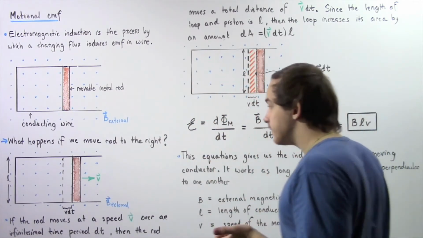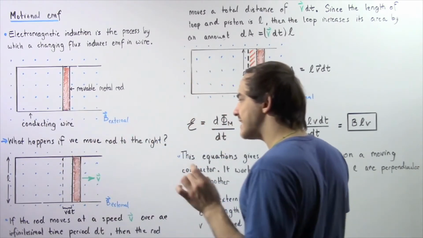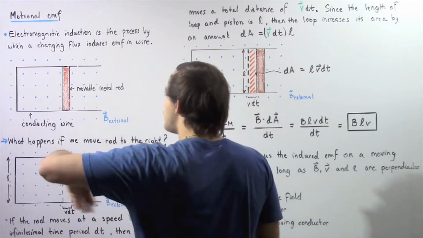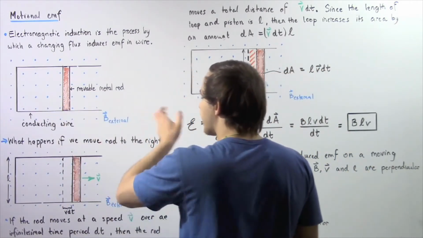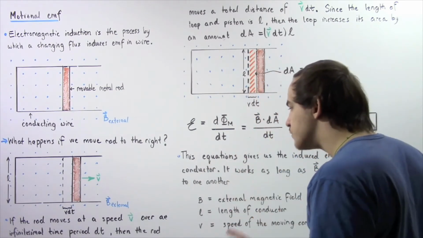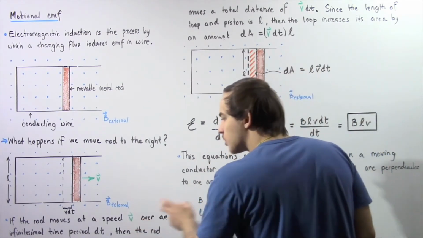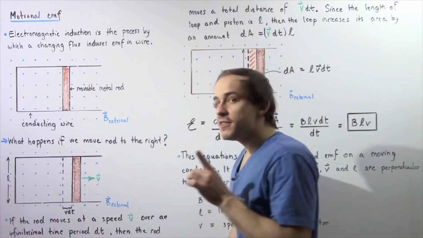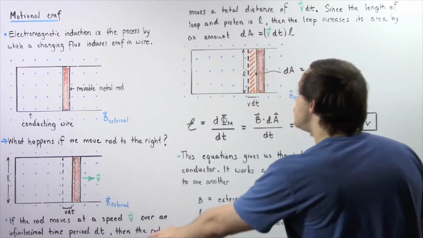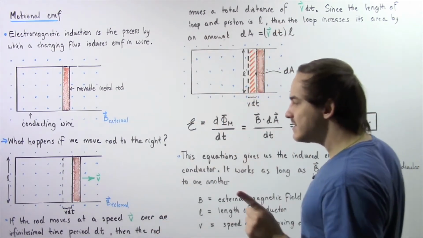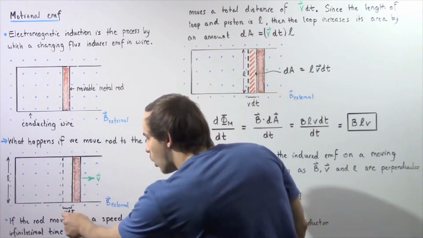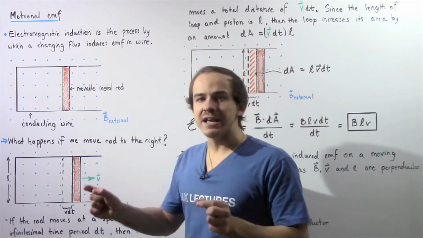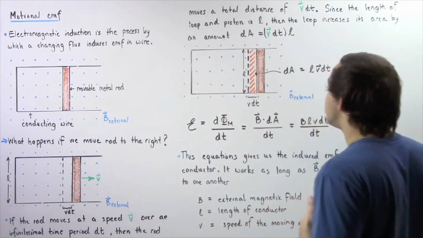Now we want to examine the following question. What happens if we move our rod to the right? So let's suppose our rod is allowed to move and we decided to move to the right. Now, if the rod moves at a speed of v over an infinitely small time interval given by dt, then that implies by the distance equation, the rod will move a total distance given by dt multiplied by v. Remember, velocity times the time gives us our length, the distance that our object travels.